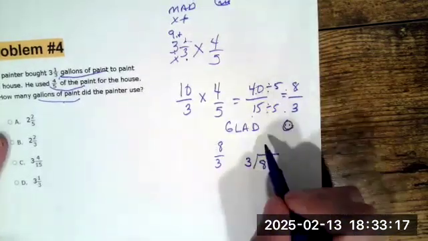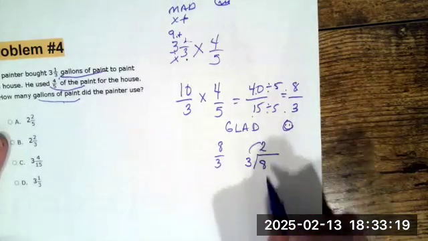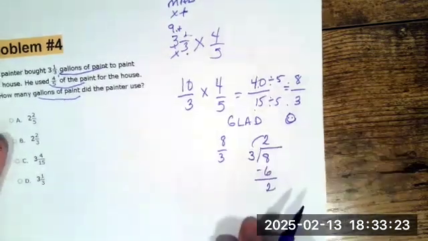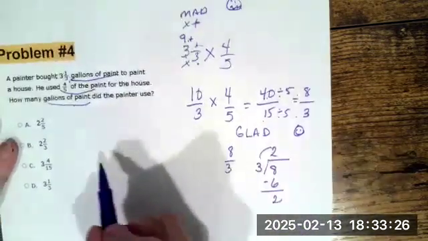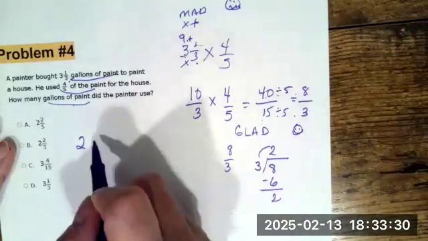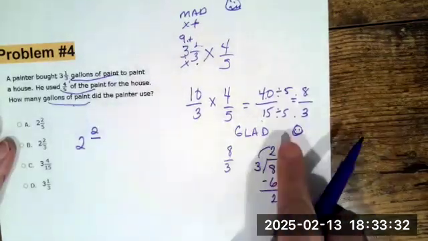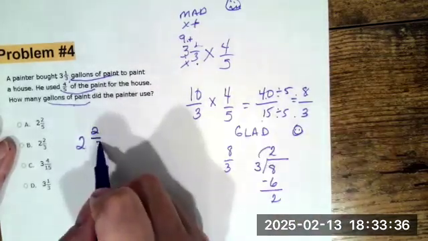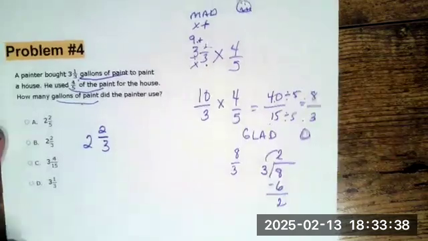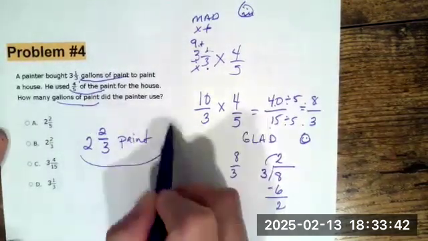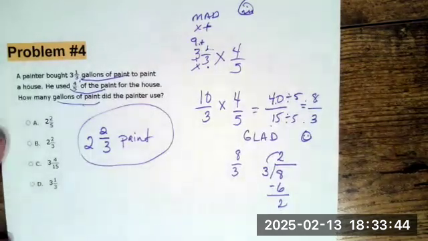So 3 can go into 8 two times. 3 times 2 is 6, and we subtract, and we have 2 left over. So remember, we leave the whole number 2. We always put the leftover on the numerator, and then we leave the denominator. The denominator stays the same. Is there a fraction that matches 2 2/3 paint?